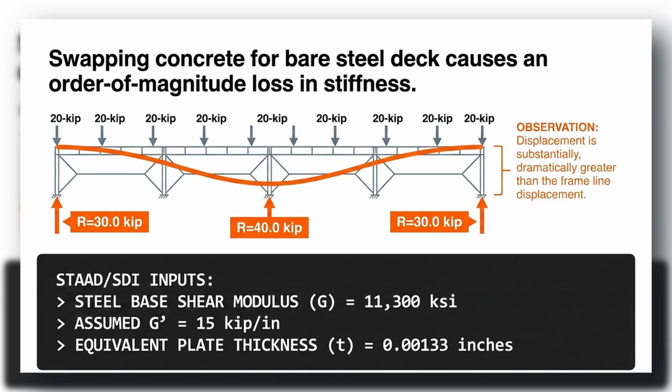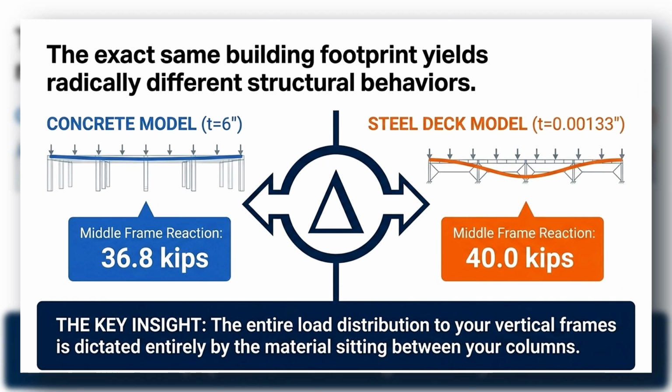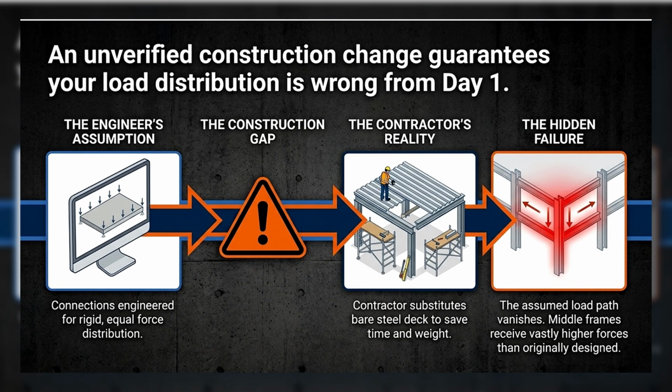Substantially, dramatically greater than the frame line displacement. Same building footprint, same lateral load, but two completely different structural behaviors, purely because of what material actually sits between your columns. See, if your connections were designed assuming a rigid concrete diaphragm, but the contractor built bare steel deck instead, your assumed load distribution to every frame is completely wrong from day one.